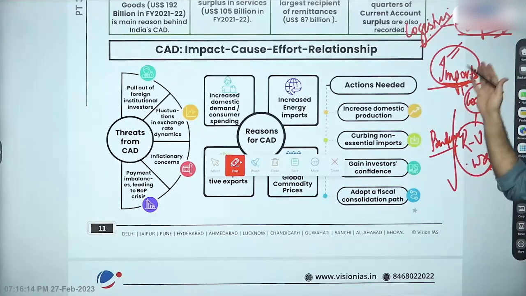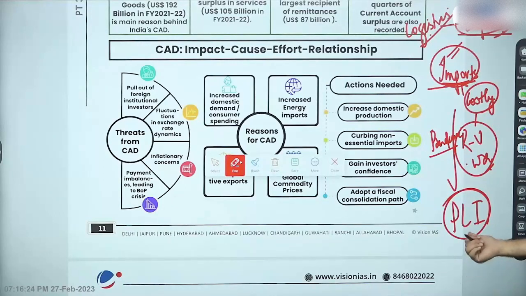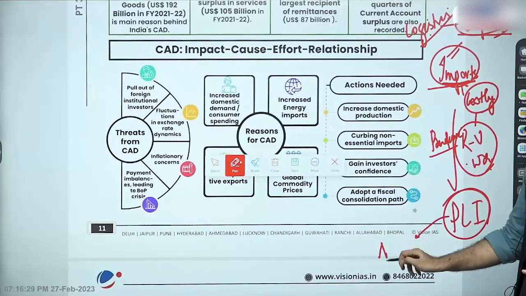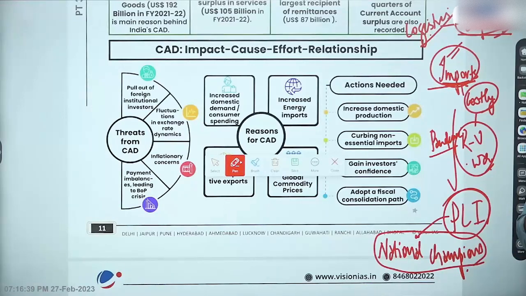What is the government doing to counter this? Sagarmala. Production linked incentive. And what is the government doing under production linked incentive? We are trying to create national champions. The whole idea under production linked incentive is that we are going to create a few big players in each of the sectors, which not only will have domestic value addition but also will have export potential. Not on all, but we are creating a few big players.